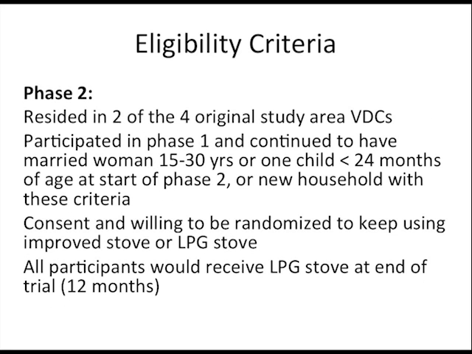And then in the second phase, we took 2 of the 4 original study geographic areas, and they had participated in phase 1 and continued to have this age group of women. We lowered the age group of the kids in the second phase because that's the age group that has the highest risk of respiratory illness. Or we could add in new households that had these types of participants. Again, consent to be randomized to keep the current stove or get a gas stove.